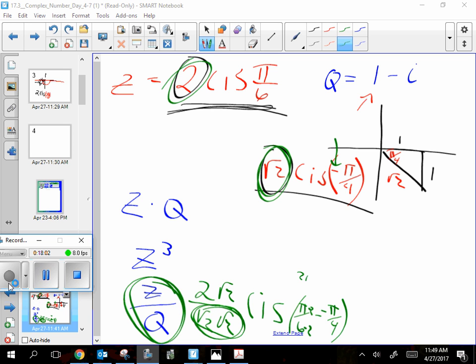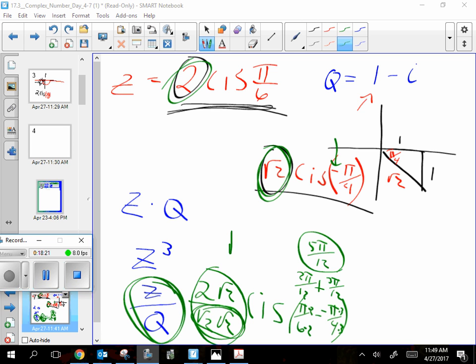All right, so this one's going to become in 12ths, 2 pi over 12, plus in 12ths, 3 pi over 12, and that makes a total of 5 pi over 12. So, final answer, this one simplified down to just root 2 cis 5 pi over 12.